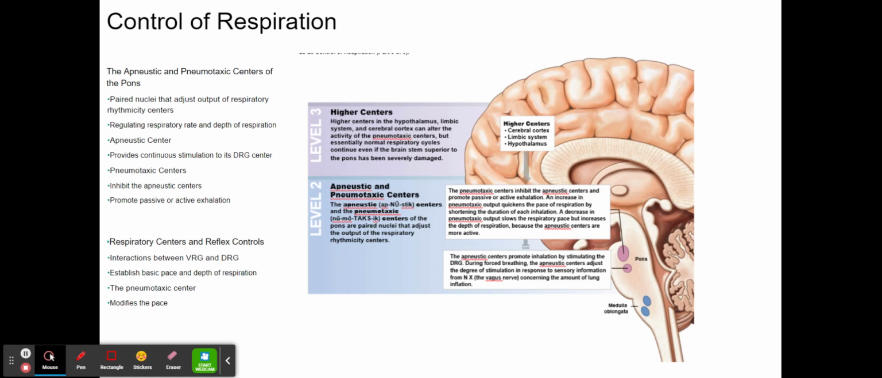Interactions between the DRG and the VRG establish the basic pace and depth of respiration. The pneumotaxic centers modify that pace. An increase in pneumotaxic output quickens the pace of respiration by shortening the duration of each inhalation. A decrease in pneumotaxic output slows the respiratory pace, but increases the depth of respiration because the apneustic centers are more active.